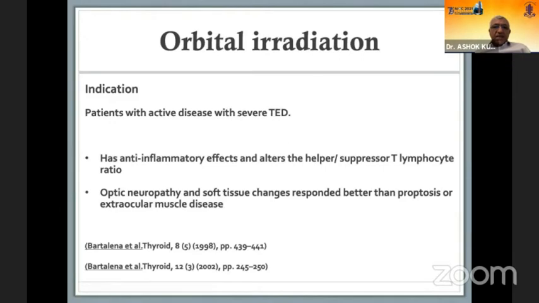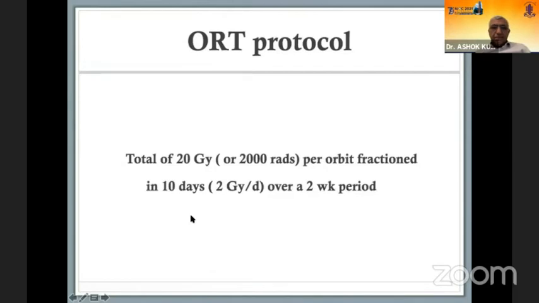Orbital irradiation has its own place, particularly in those with severe thyroid eye disease. And we know that optic neuropathy and soft tissue changes respond better than proptosis and extraocular muscle disease. And a dose of 20 gray is often used. There are other regimes which are less dose intensive.